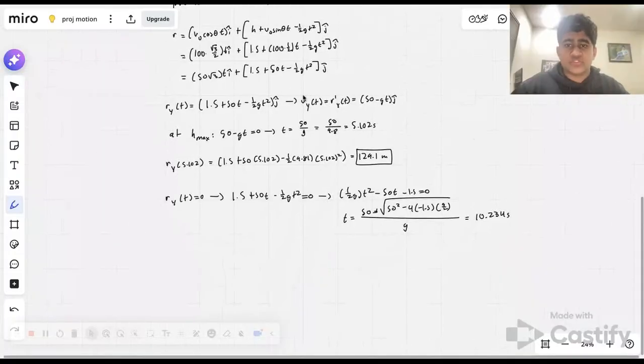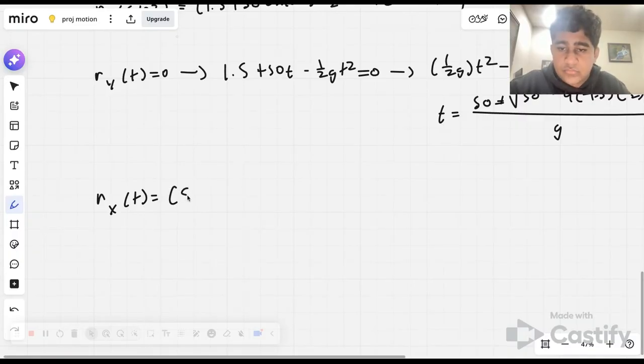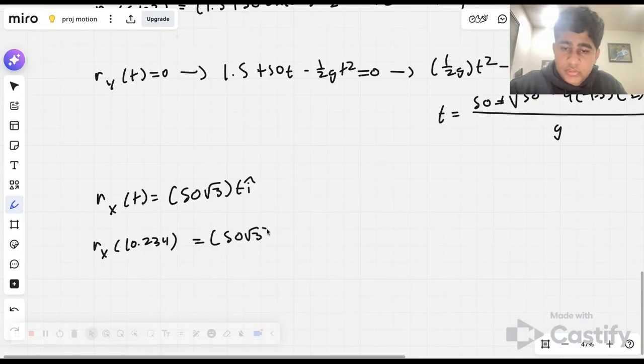Now with this, we know that range is in the horizontal direction, not the vertical direction. So to find range, we can simply plug this time into the x component. So what do we know here? We know that r x of t is going to be equal to 50 root 3 t i. So let's simply plug this in. r x of 10.234 will be equal to 50 root 3 times 10.234, which is going to give us 886.3 meters.